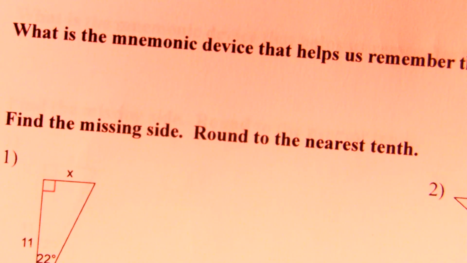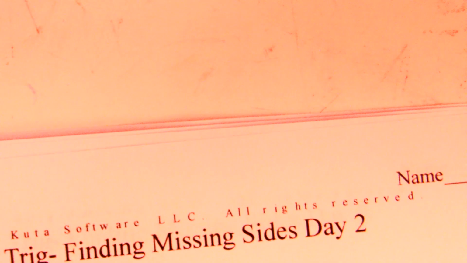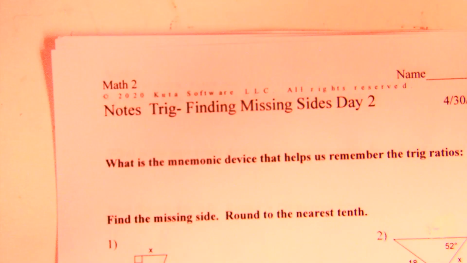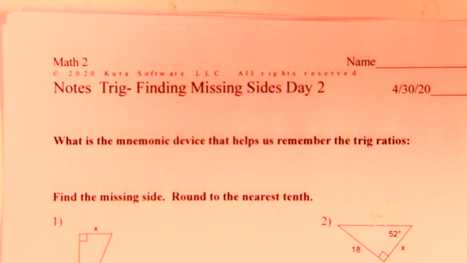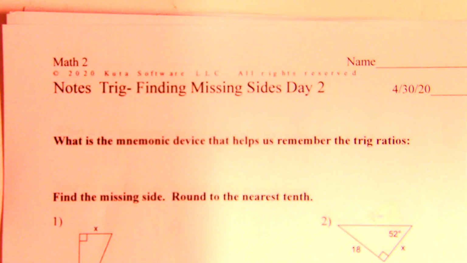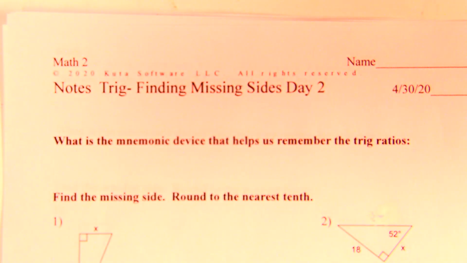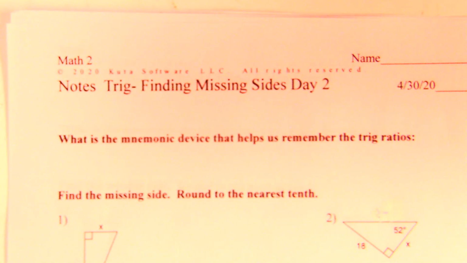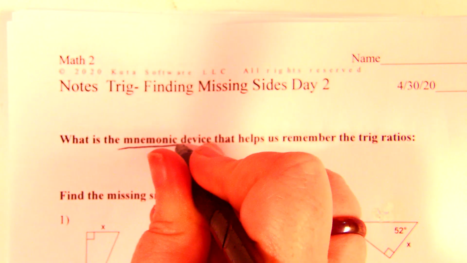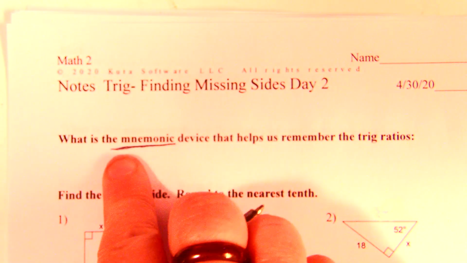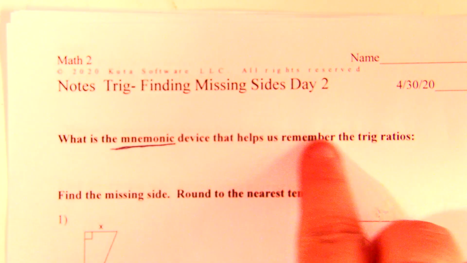Everybody, today is just another day of the same thing, finding missing sides, because it's kind of hard for some people. This looks a weird color, but hopefully you can still see it. It says, what is the mnemonic device? This is a weird word. The M is silent. Mnemonic device that helps us remember the trig ratios.